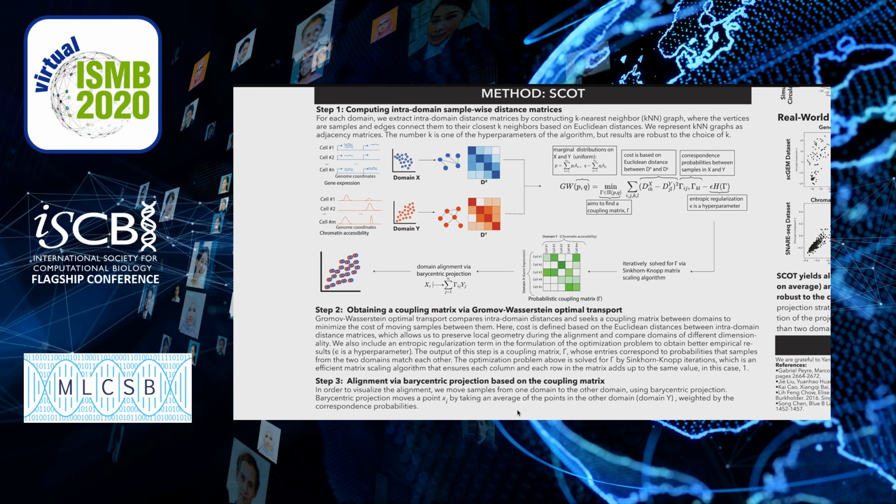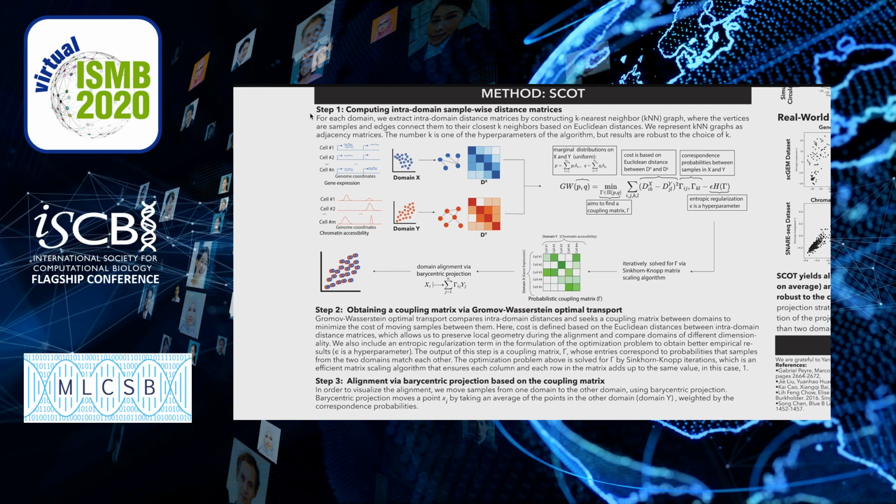SCOT relies on a special type of optimal transport algorithm called Gromov-Wasserstein optimal transport. Optimal transport aims to move data points between different distributions of data in the most cost-efficient way possible. What's special about Gromov-Wasserstein optimal transport is that, unlike traditional methods which compare data points directly, it compares intra-domain distances to find the optimal transport plan and defines the cost of transport over these distance measures. This allows us to preserve some local geometry during alignments and align domains of different dimensionality.